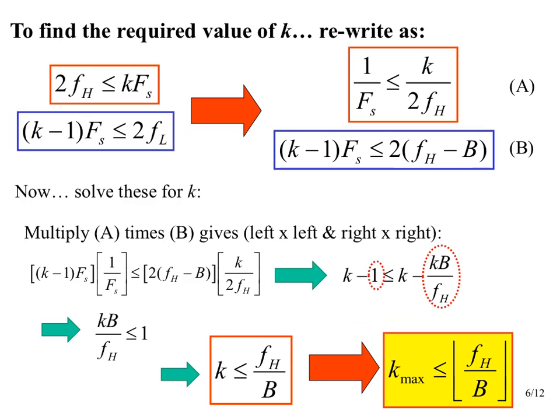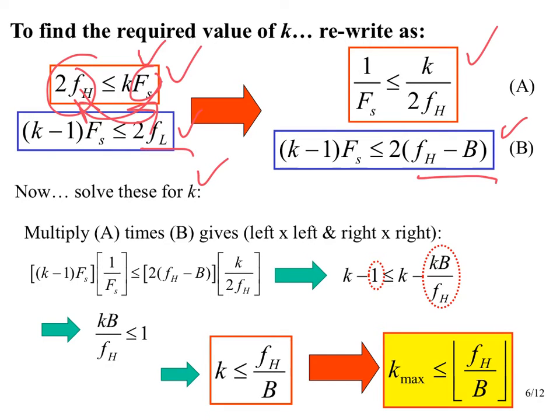All right, going to the next slide, we can continue to analyze this. So here are those two conditions just written separately, and I don't do anything to the blue one other than just write FL as FH minus B. And then this one I'm just going to flip around a little bit. I'm going to flip FS over there and flip 2FH over there to get this condition. So I still have the two conditions that constrain the choice of Fs. And what I'm going to do is basically try to solve these for a constraint on K.